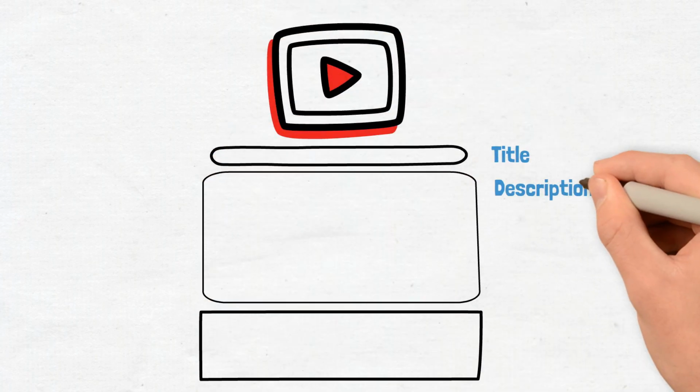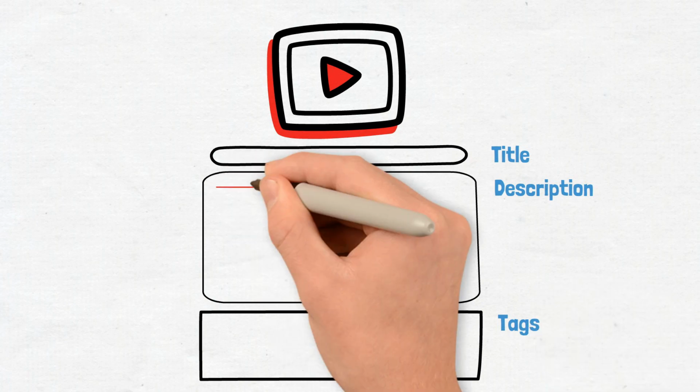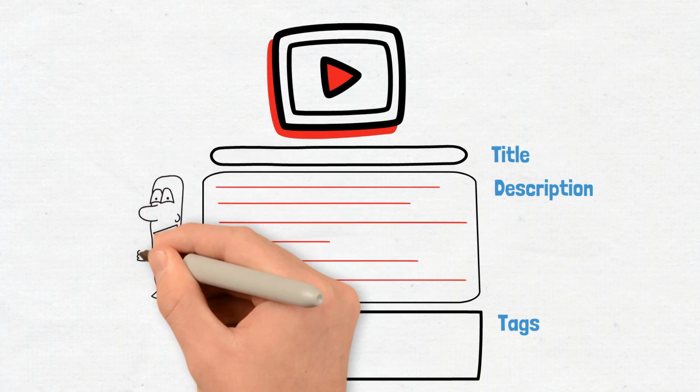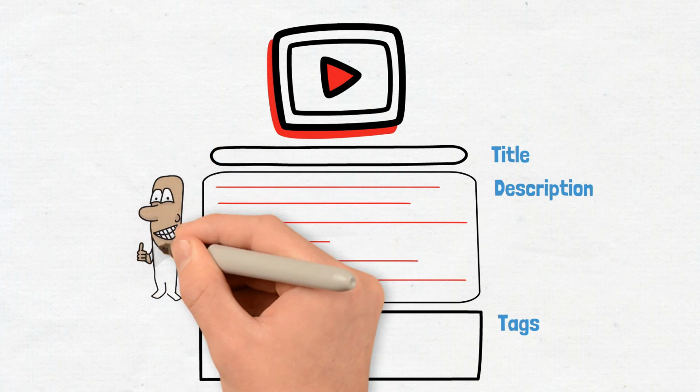Have a clear video description that is keyword rich. Don't make the mistake of having a short description. YouTube actually favors longer descriptions that are at least one paragraph long.